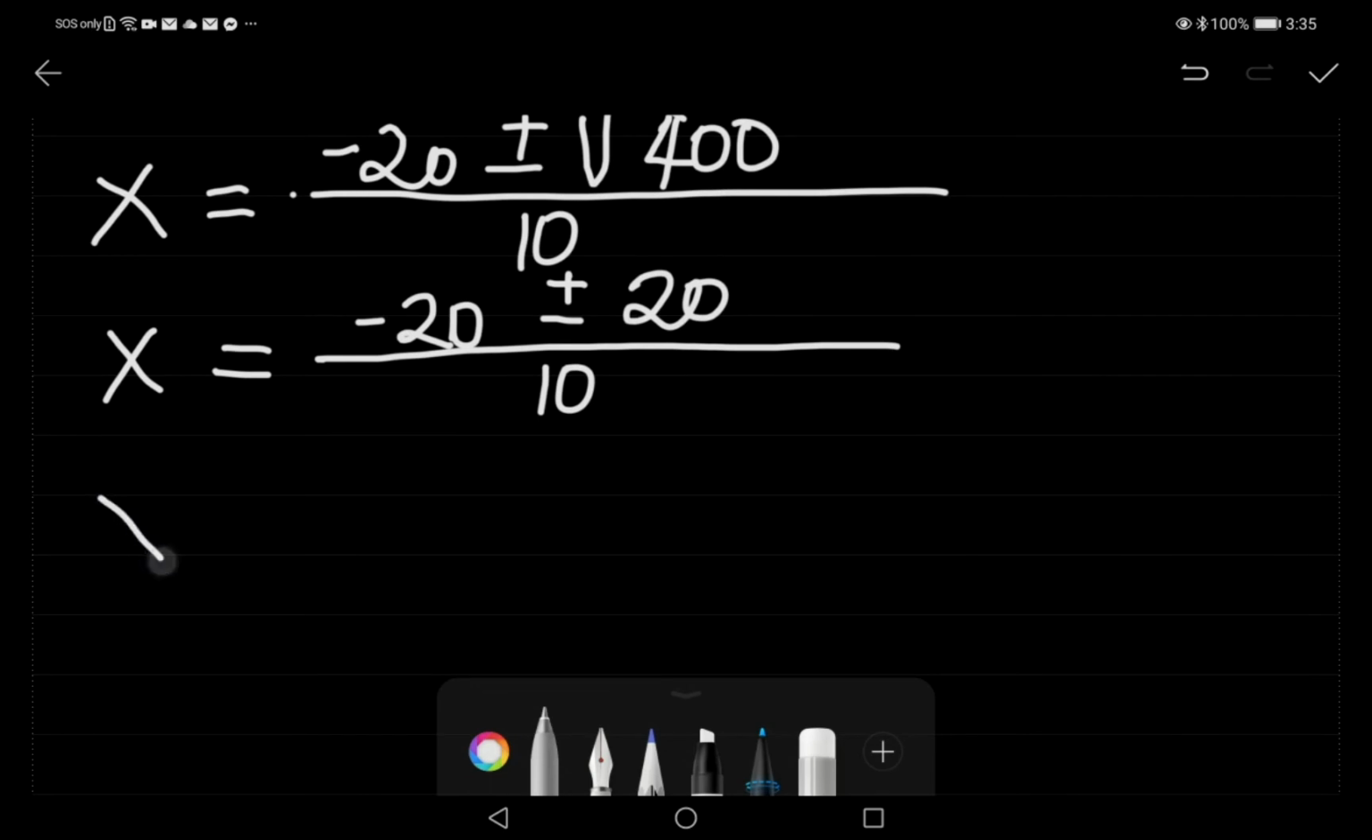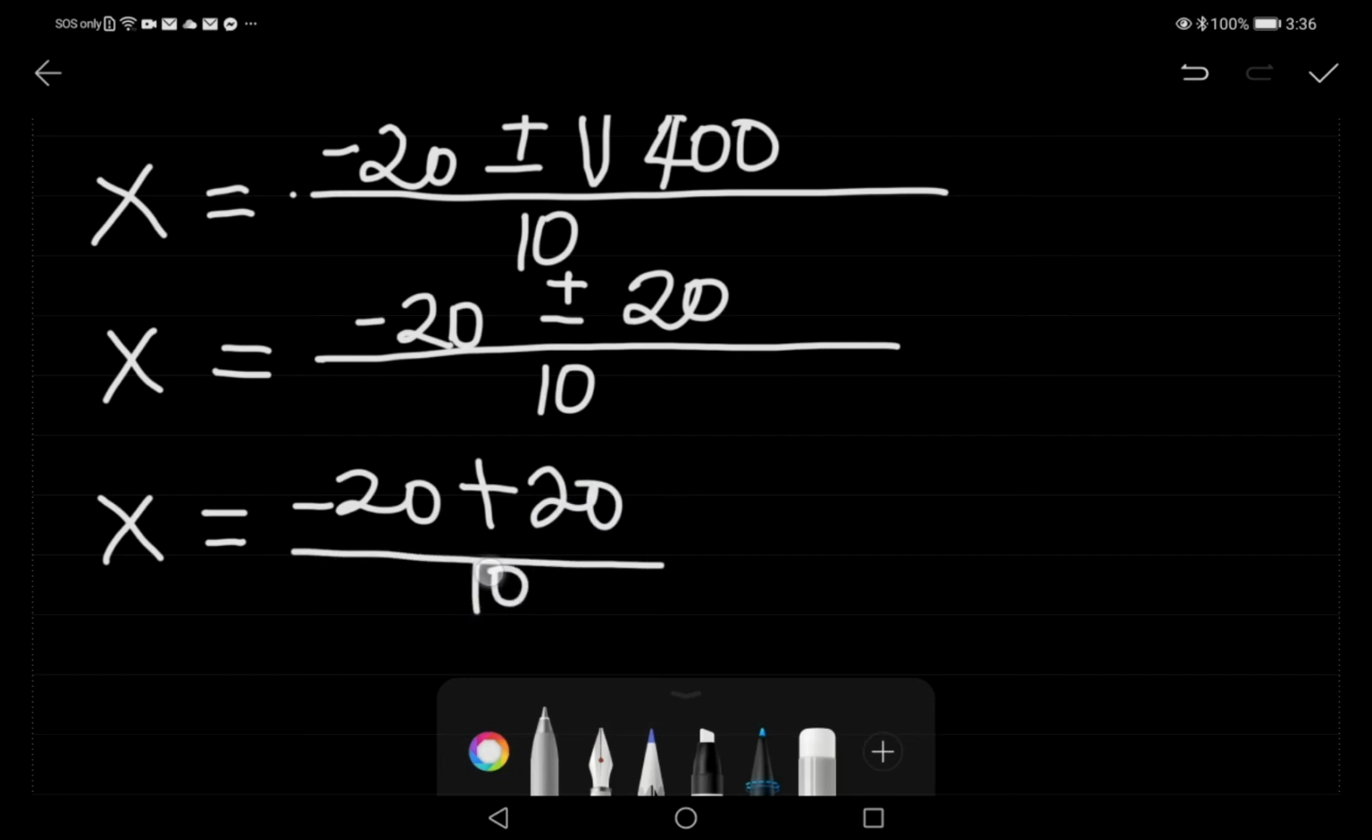So x, so we will use the positive sign. So this is negative 20 plus 20 over 10. So negative 20 plus 20 is 0. Over 10 is 0.